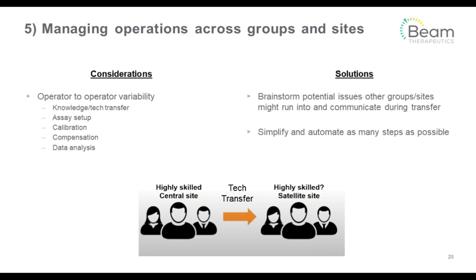The last key consideration to keep in mind when optimizing your flow cytometry workflows is managing operations across groups and sites. So as I've been saying before, operator to operator variability is a reality that's going to happen, whether it's the knowledge transfer or a tech transfer from group to group or site to site, whether it's day-to-day assay setup, calibration, compensation, and data analysis. The variability is going to happen, and you need to brainstorm ways to minimize that variability as much as possible. The final solution really is to also think about how you can simplify all of these steps and automate them as much as possible.